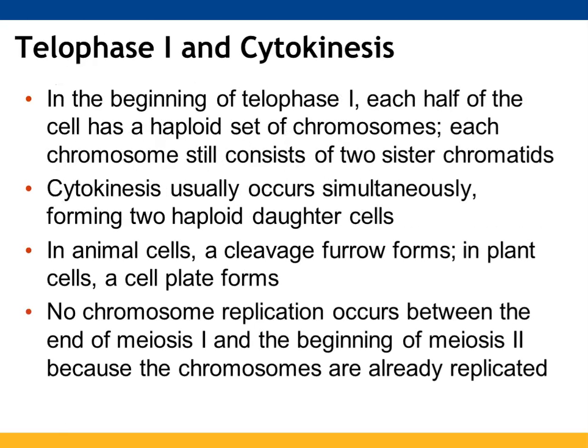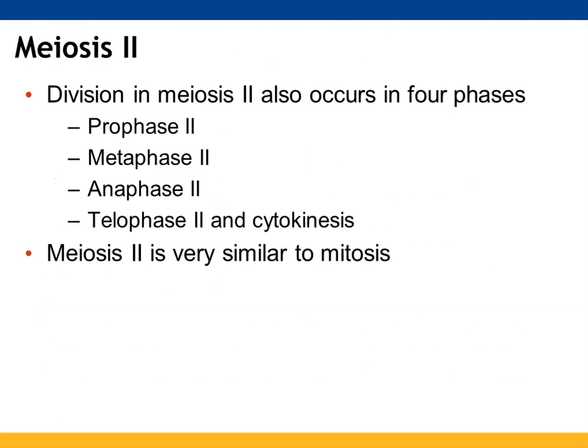In telophase 1, you have haploid sets of chromosomes, but you have two copies of that chromosome. Now, they may not be identical anymore, but you have a chromosome that consists of two sister chromatids present in each pole of the cell. So cytokinesis is going to divide the cells into haploid daughter cells. You'll have the cleavage furrow or cell plate form. There's no need for chromosome replication to occur because you've already got your duplicated chromosomes present.